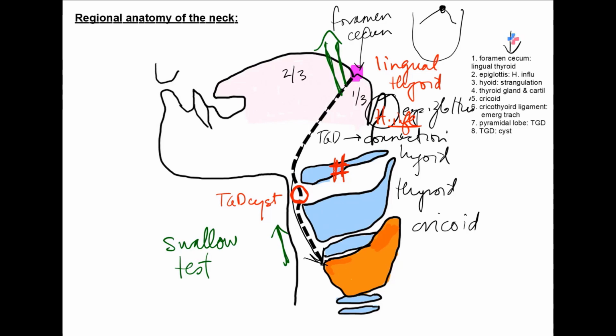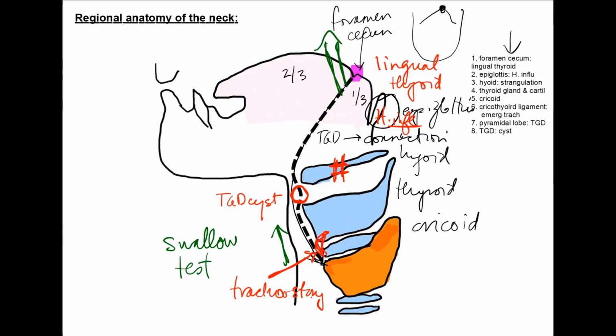The thyroid cartilage and the cricoid cartilage are connected by the cricothyroid ligament. When one needs to do an emergency tracheostomy, this is a very safe place to do the puncture wound as long as it is midline, away from the major vessels.